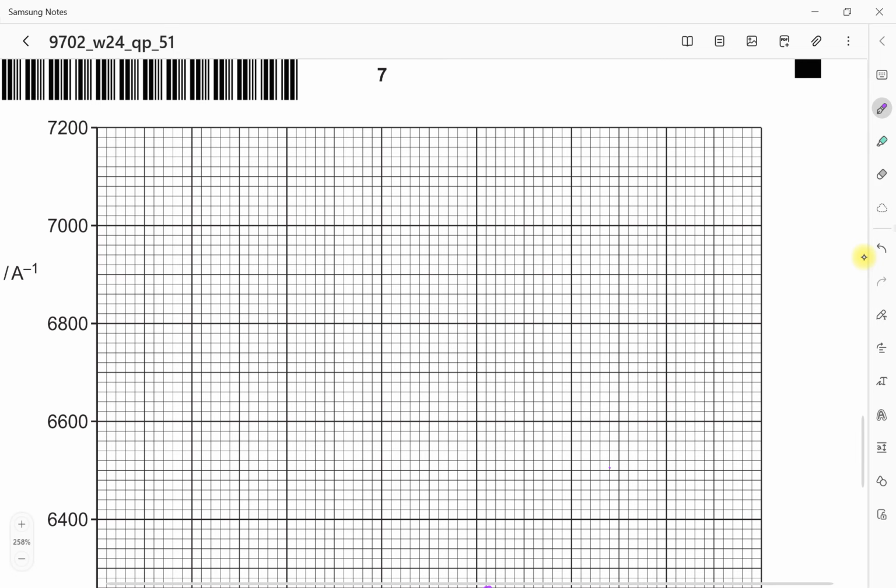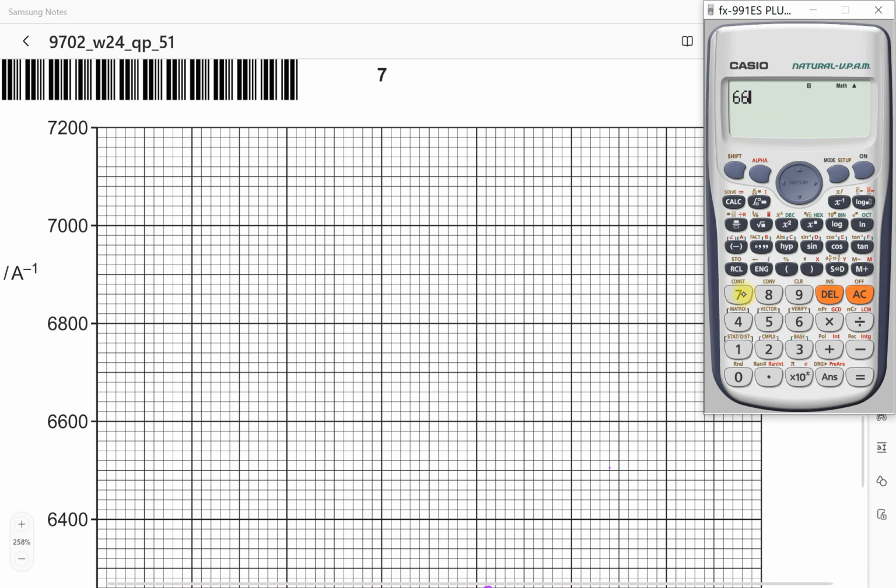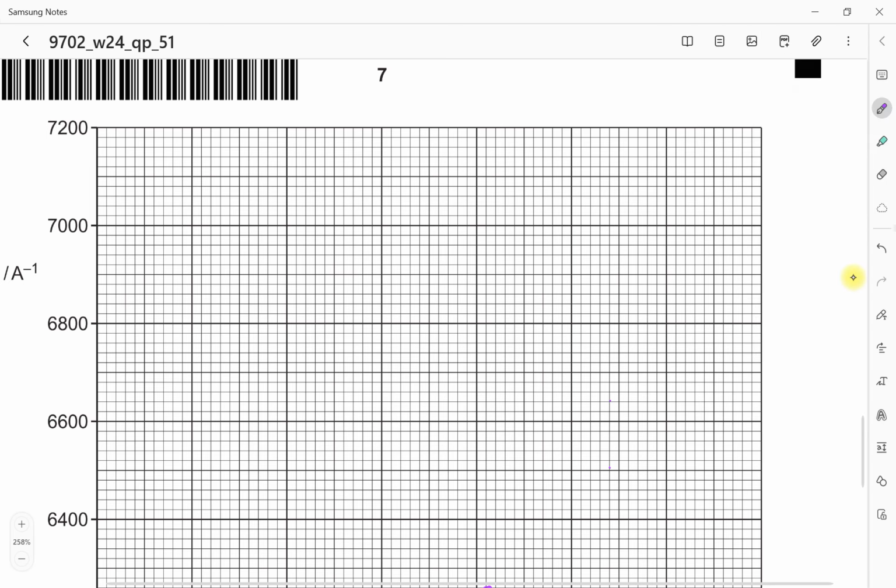2.48 is against 6670. 6670 is just above 6600. So I'll check my calculator. 6670 minus 6600, divided by 20 on the vertical, is 3.5 boxes. So I'll add 3.5 boxes on 6600. So 1, 2, 3.5. So the point is going to be here.